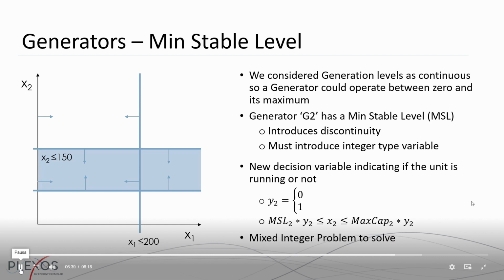The new decision variable that we introduce indicates if the unit is running or not. Let's call this y2, and it is binary, 0 or 1. We can now define the operational range of the generator with the equation provided. So MSL times y2 is less than or equal to the load of G2, which is less than or equal to the max capacity times y2. In other words, when y2 is 0, the generator is not running, and the load x2 must be 0. When y2 is 1, then the load can be between the MSL and the max capacity. Note that this setup is now a mixed integer problem to solve.